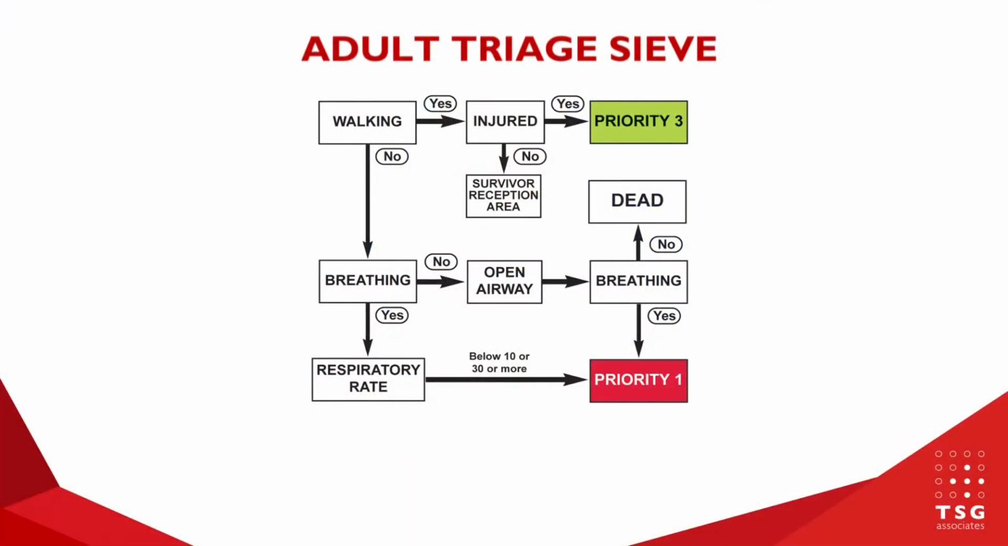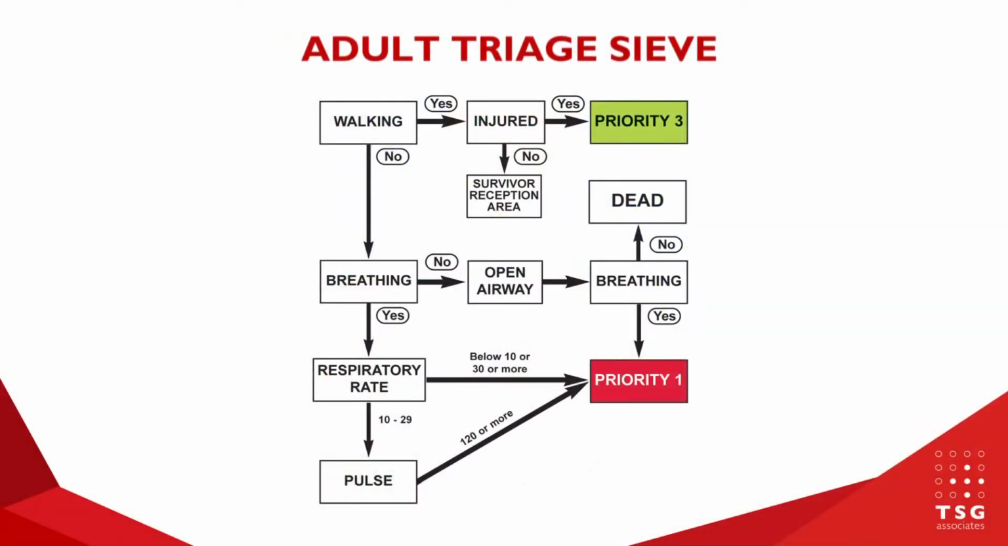If the patient is not walking but breathing, we now assess how fast or slow they are breathing. Very fast or slow breathing is an indicator that there is a serious underlying injury or condition. If someone is breathing below 10 breaths per minute or over 30 breaths per minute, they are also assigned a priority 1 status.